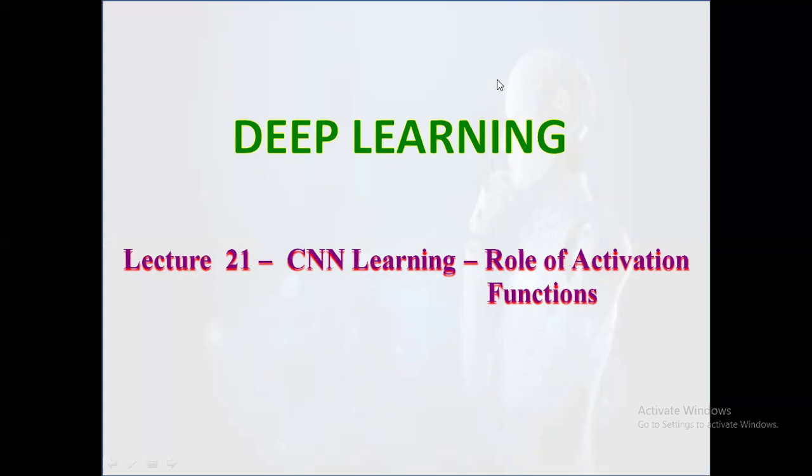In this lecture, we'll see CNN learning, and what is the role of activation functions. First, we should know why we are using activation functions in CNN. The activation functions are essential because they introduce nonlinearity, allowing CNNs to learn patterns that simple linear layers cannot capture. They help the network recognize complex image features such as edges, textures, shapes, and objects.